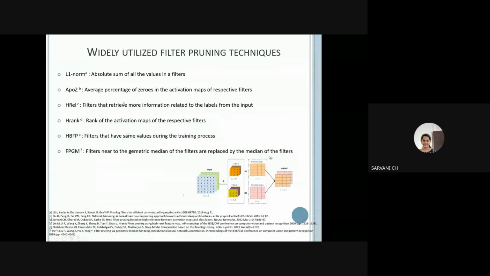These are a few of the important and easily understandable ones, and the ones for which the code is available, and you can easily go through and implement. And these are the sample results from a few of the papers. This is one of our research works. You can observe that these are multiple works. This is from the HRank paper. And you can see this L1 norm paper, the HRank paper here, the results, how much they are able to compress.